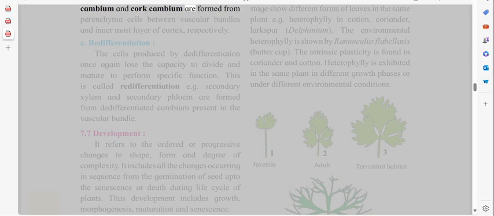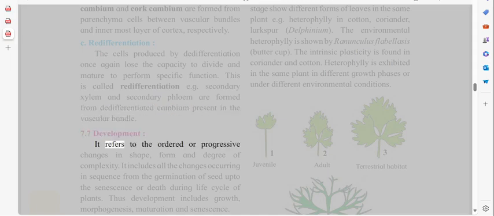Cambium and cork cambium are formed from parenchyma cells between vascular bundles and the innermost layer of cortex, respectively. See redifferentiation. The cells produced by dedifferentiation once again lose the capacity to divide and mature to perform specific functions. This is called redifferentiation, e.g. secondary xylem and secondary phloem are formed from dedifferentiated cambium present in the vascular bundle.